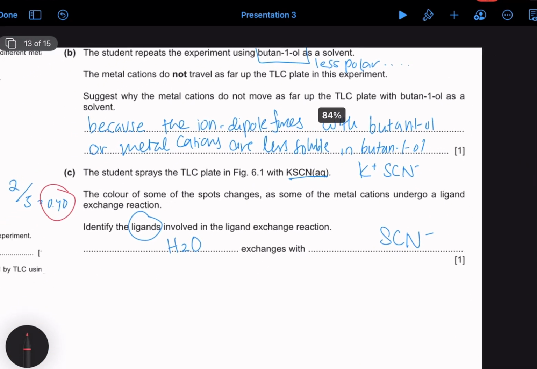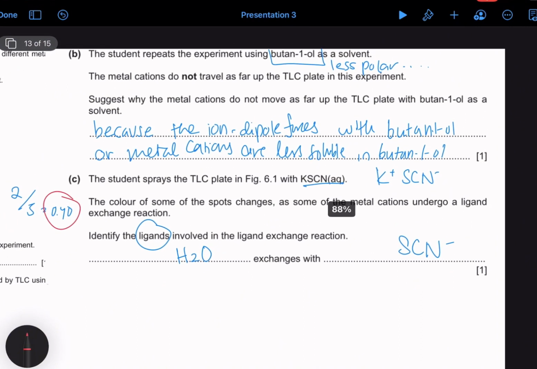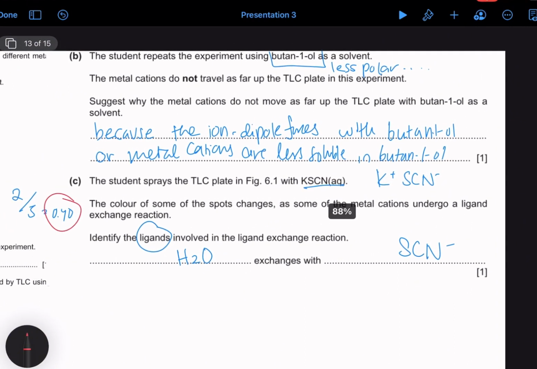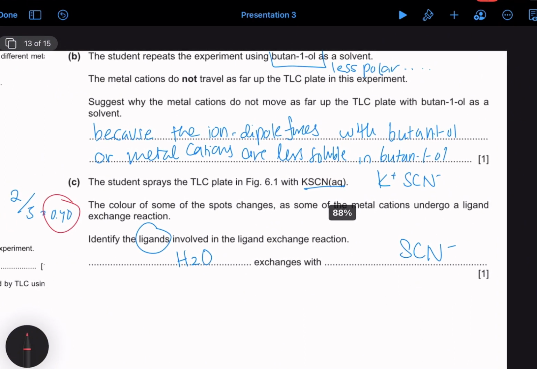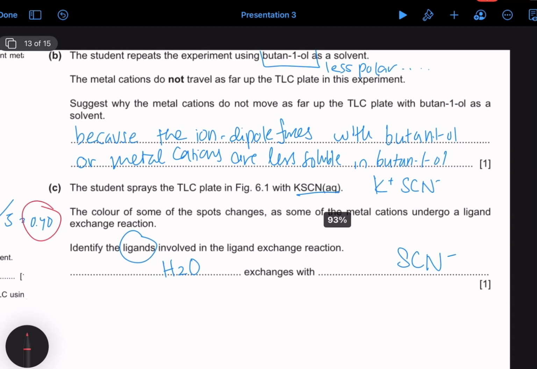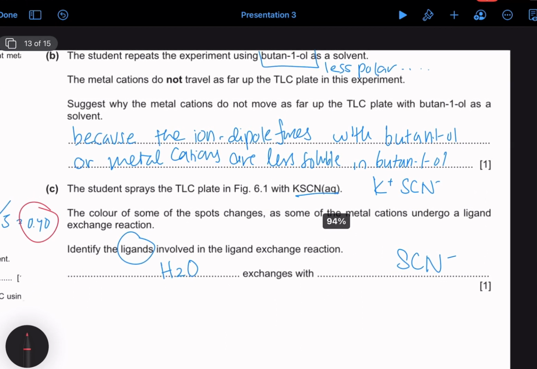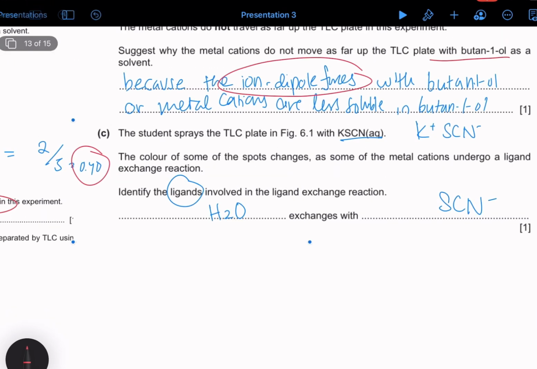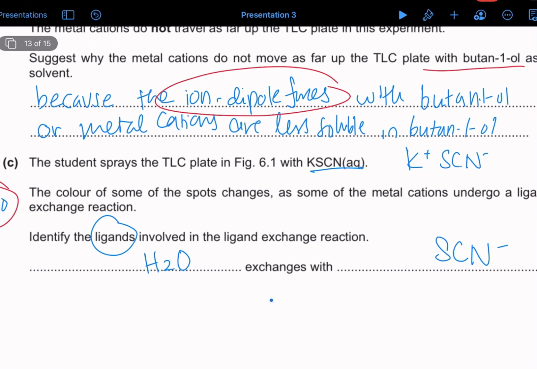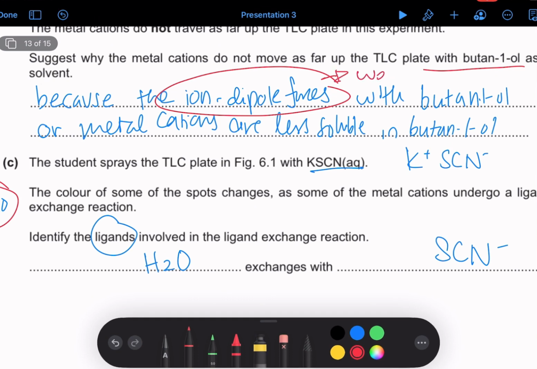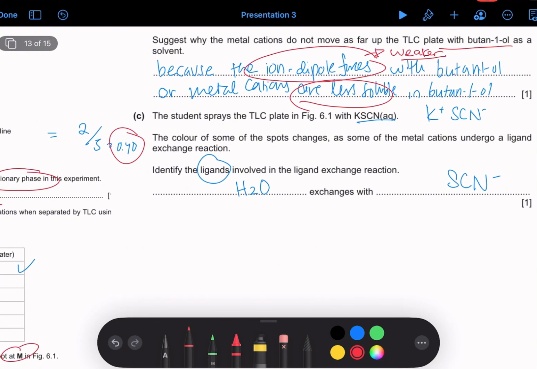Alright, the student repeats the experiment using butan-1-ol as solvent, which is again less polar. The metal cations do not travel as far up the TLC plate in this experiment. Suggest why the metal cations do not move as far up. Alright, it is less polar, then it means the ion-dipole forces would be weaker with butan-1-ol, and the metal cations become less soluble in your butan-1-ol.